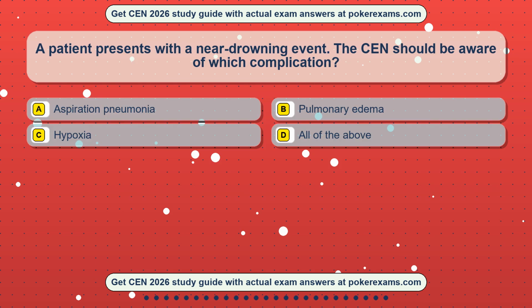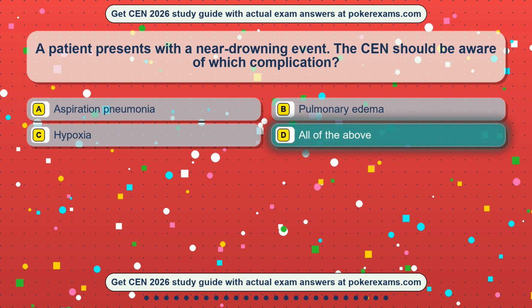Question 15. A patient presents with a near-drowning event. The CEN should be aware of which complication? Option A, aspiration pneumonia. Option B, pulmonary edema. Option C, hypoxia. Option D, all of the above. The correct answer is option D, all of the above.